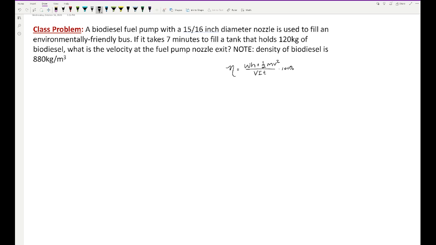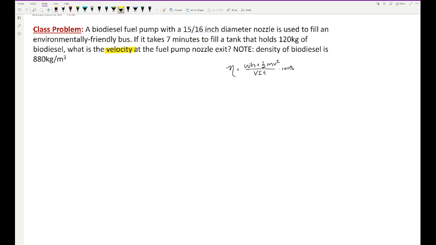And we're also given a note that the density of biodiesel is 880 kilograms per meter cubed. So in this problem, instead of using water, which we had a known density of 1,000 kilograms per meter cubed, we're now moving biodiesel. To start this problem, let's identify what we're trying to find. We're trying to find the velocity at the fuel pump nozzle exit.